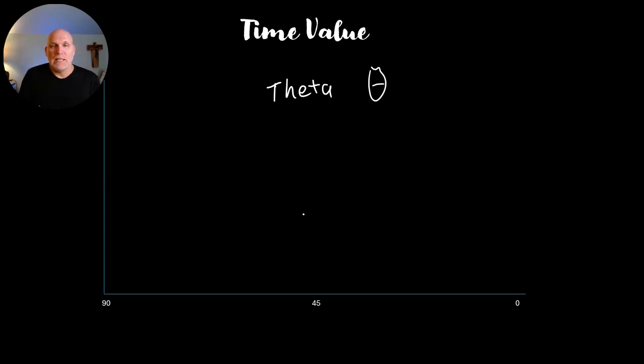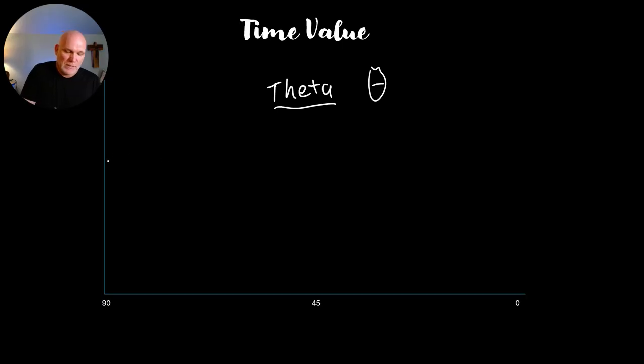Theta is a call option's worst nightmare, because a call option will eventually expire worthless, or depending on where it's at, if it's in the money or out of the money. But if it's at the money, it's going to expire worthless. If it's in the money, you're going to lose the time component. So this becomes extremely important.